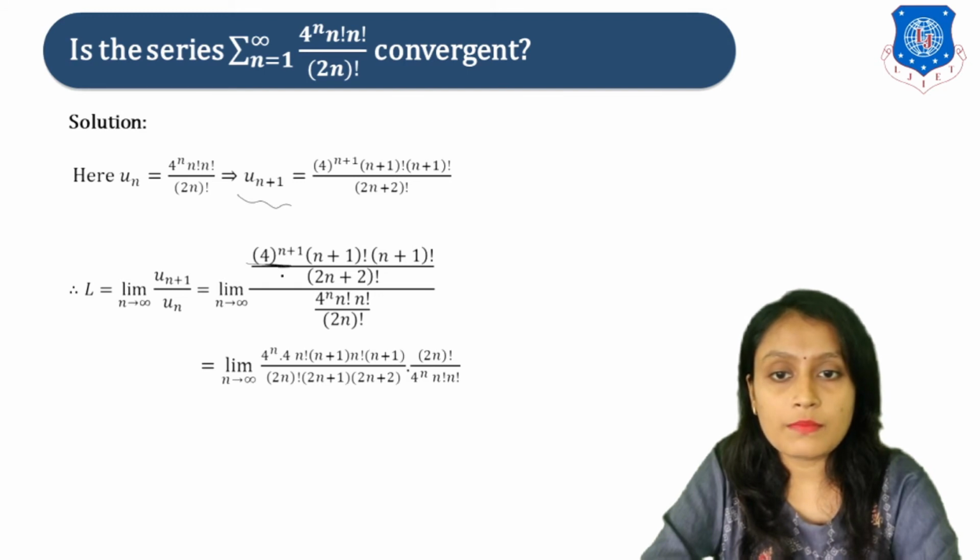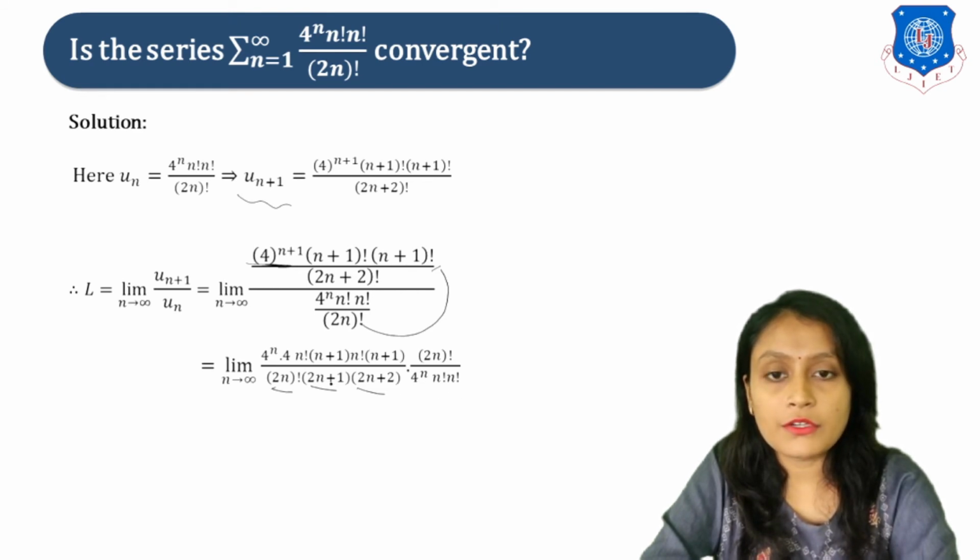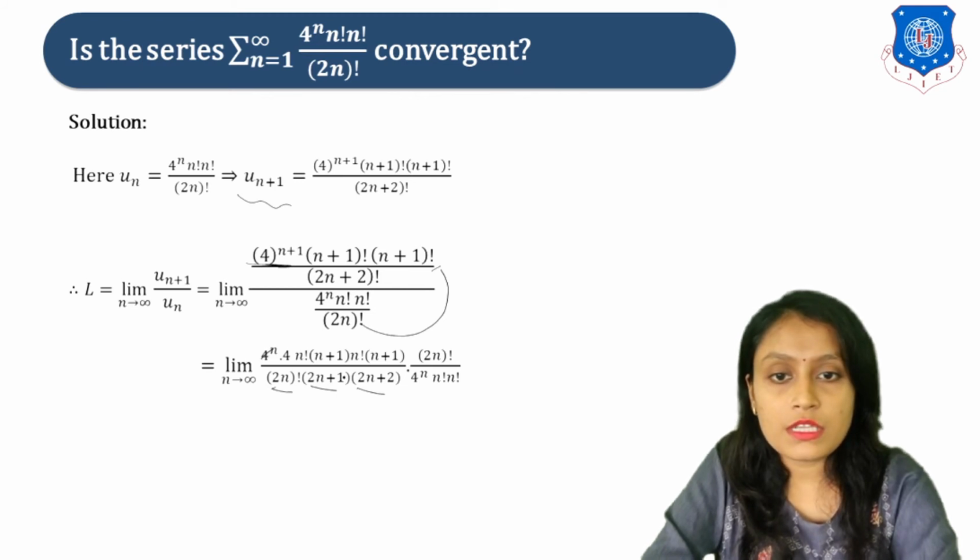So this 4 raised to n plus 1 we will write as 4 raised to n into 4, and this n plus 1 factorial we will write as n plus 1 into n factorial. Again this n plus 1 factorial as n plus 1 into n factorial, and the denominator 2n plus 2 factorial we will write as 2n plus 2 into 2n plus 1 into 2n factorial. And this denominator 2n factorial will go to the numerator. So here we have 2n factorial and this term, 4 raised to n into n factorial, as it is. Now this 4 raised to n will get cancelled, n factorial will get cancelled, and this 2n factorial will get cancelled.